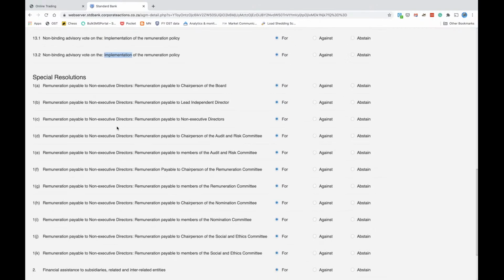Special resolutions. So these are remunerations to non-execs, to executive directors, so non-executive directors on their remunerations, etc. Basically, as a director of a listed company, you get paid to attend meetings, and in some cases you get paid quite well. In fact, you could make a living off it if you can get enough boards to be paid for. Look, there's hard work, but it's not a bad living.